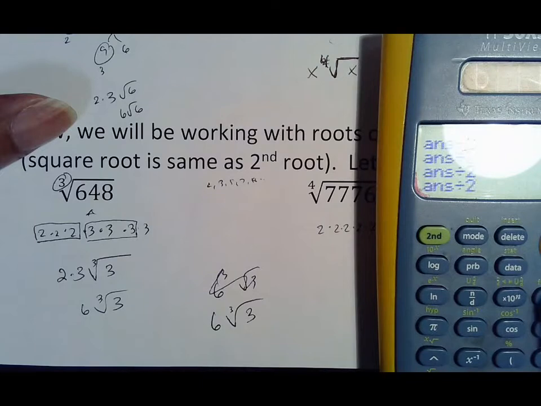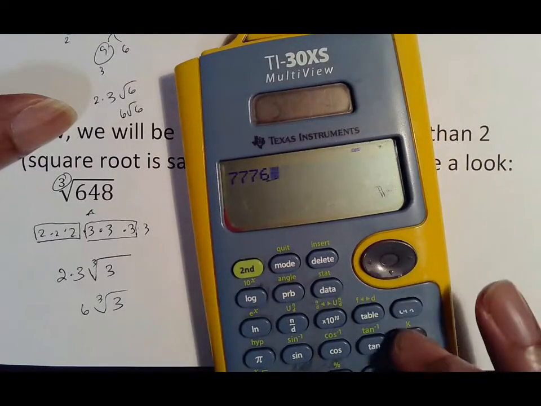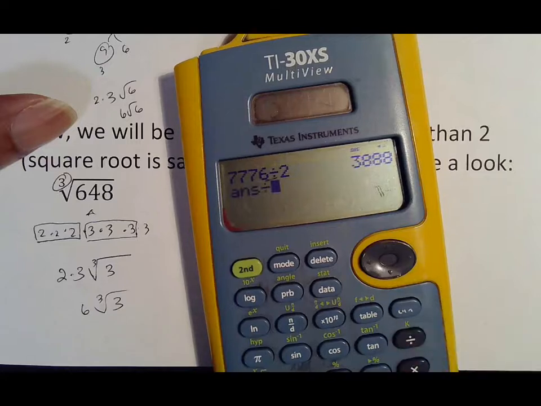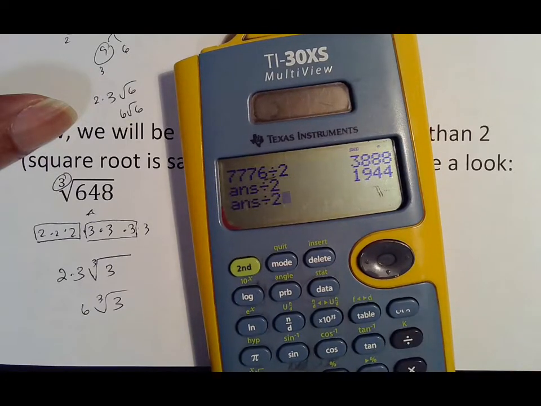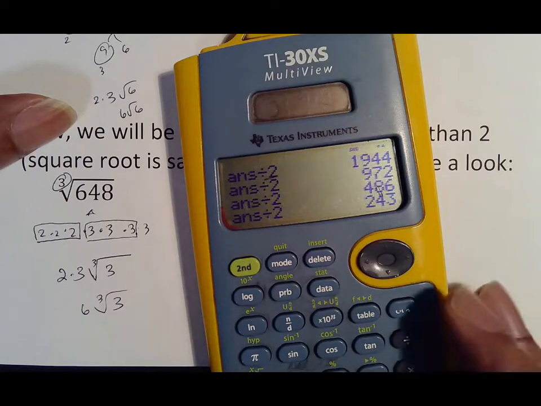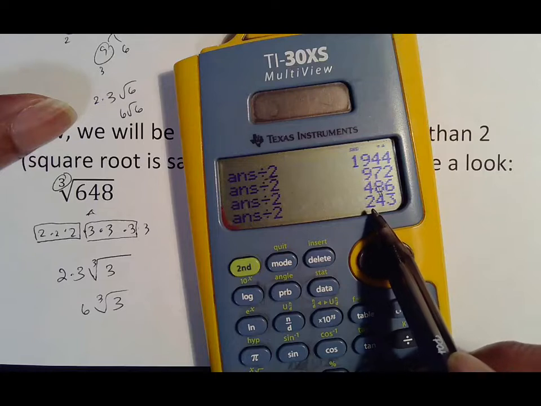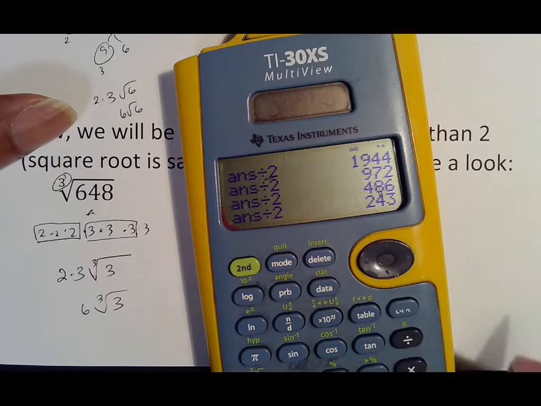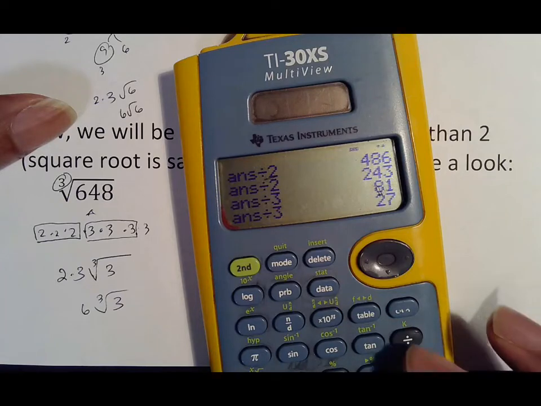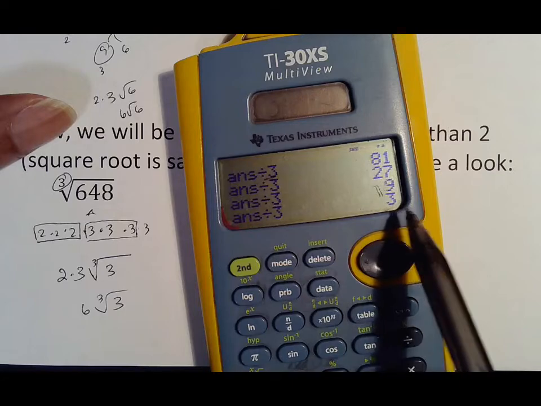I think. So let me go back. 7776 divided by 2, 2, 2, 2, 2 — 5 2's. Again, the trick for 3 is the number should add up to something that's divisible by 3. 4 plus 2 is 6, plus 3 is 9, which means there's obviously a 3 in here. 1, 2, 3, 4, and 5.